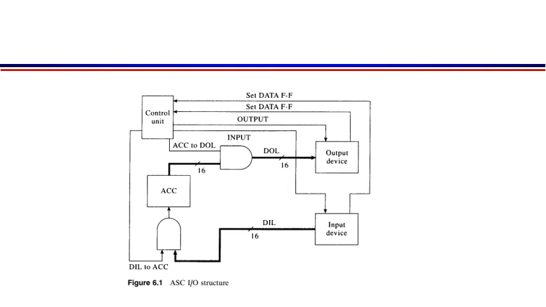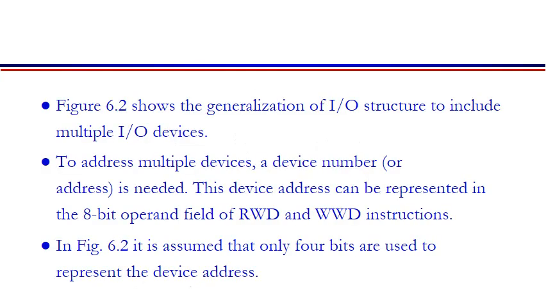For the execution of output instruction, three other control signals will be generated from the control unit. One is the output signal that will be used to enable the output device. The other is the set data flip-flop, which is used for handshaking purpose. And the other control signal will be accumulator to DOL or accumulator to data output.